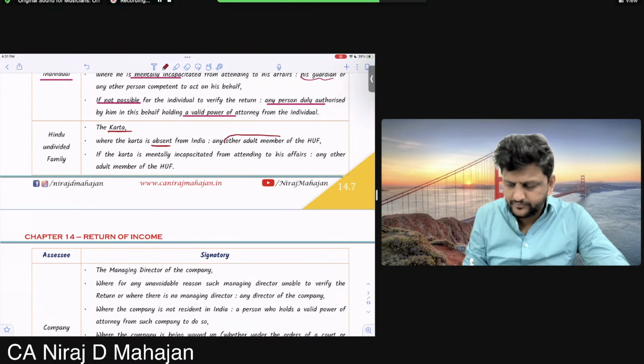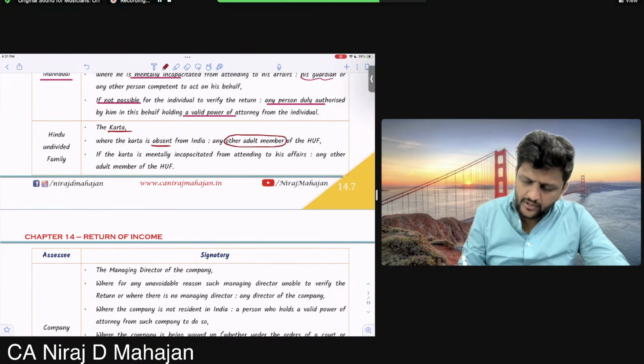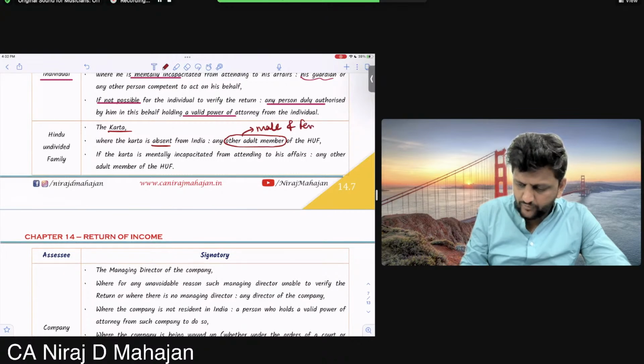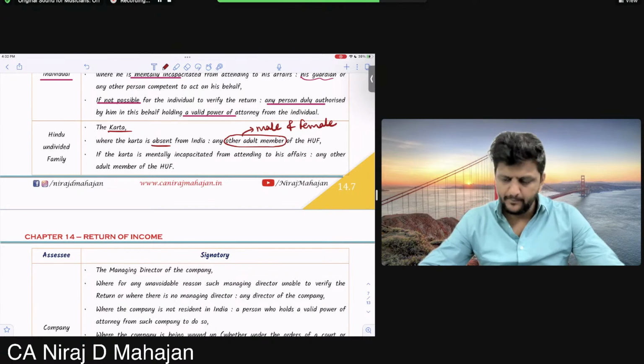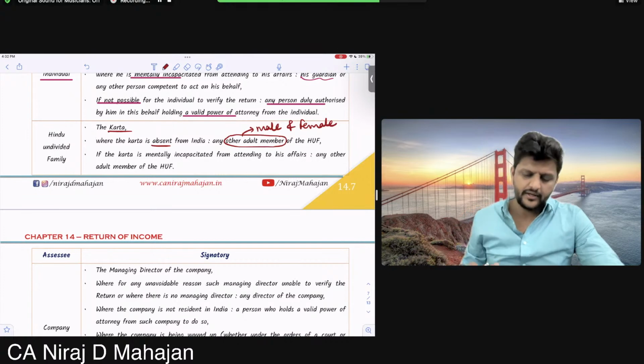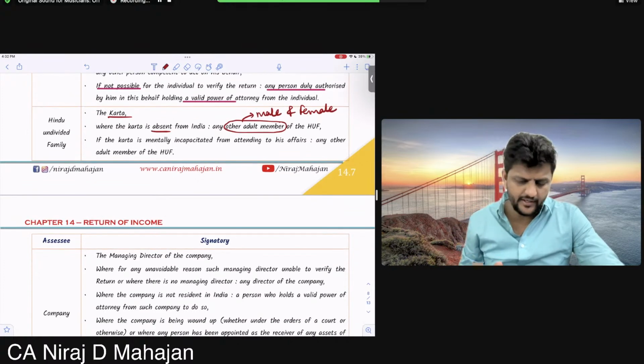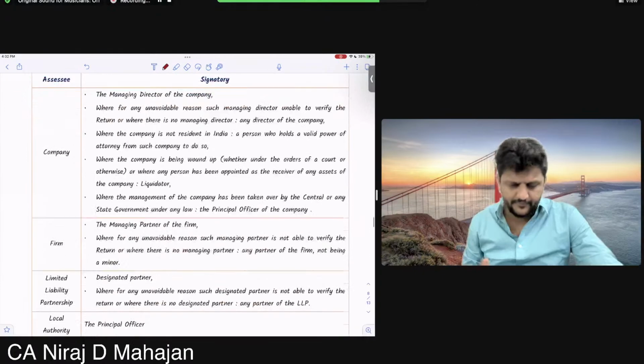Please underline the word. Here, please write down male and female. If you again remember basics of this chapter of income tax, we had seen in HUF, bachcho, both are allowed now. Male as well as female can ask for partition. Female members have the same rights as male members. Yes or no? That is important now. Karta is mentally incapacitated, any other adult member. Okay? Company.